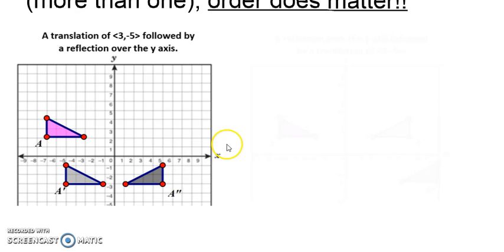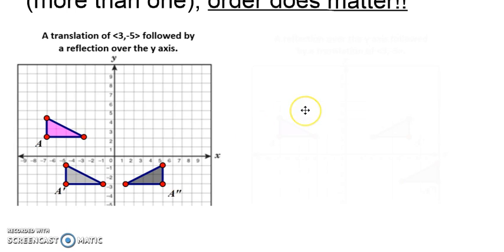So the first one is a translation of 3, -5. So we're starting with the purple triangle. We're just calling it A. And if we translate 3, -5, that would be 3 to the right, and then 5 down. So we end up here at A prime. And then the second transformation that it's undergoing is reflecting over the y-axis. So after it's translated, then it's reflected over the y-axis, and we end up with A double prime. So, A double prime comes from A prime. In the image of that, A prime prime, we just read it A double prime.